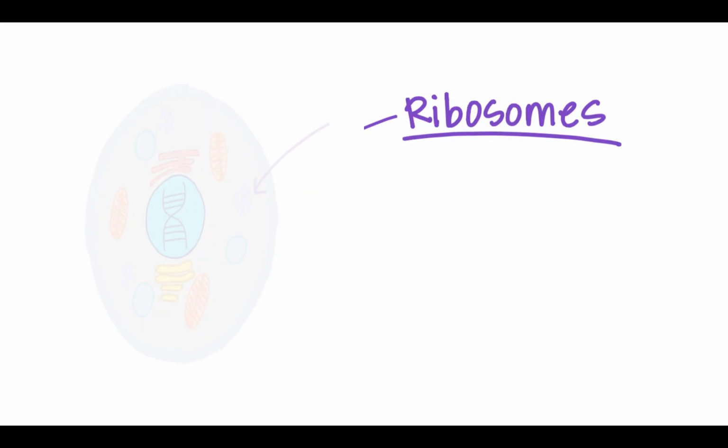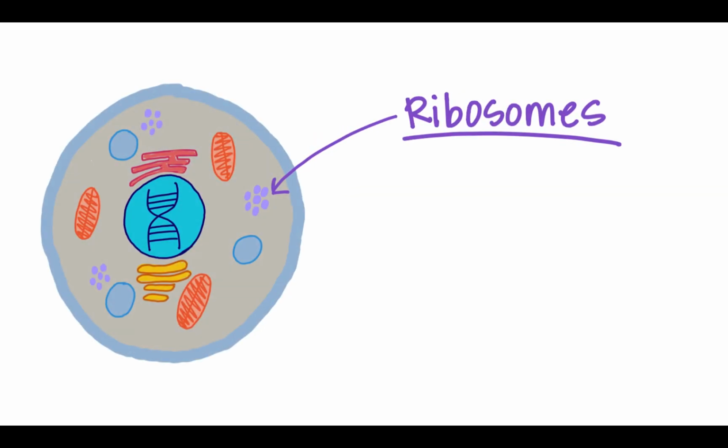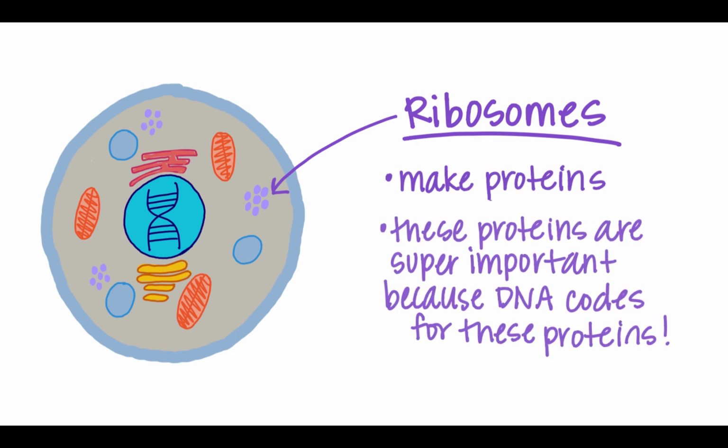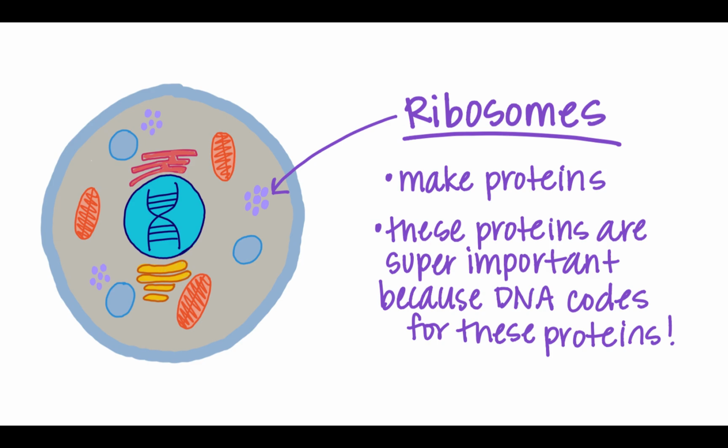Next, let's look at ribosomes. We did talk about these little circular structures, ribosomes, previously in our last discussion. We talked about how ribosomes make proteins. These proteins are super important because DNA, which we're going to talk about soon, codes for these specific proteins.